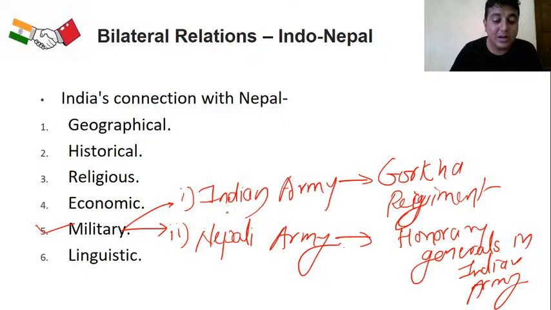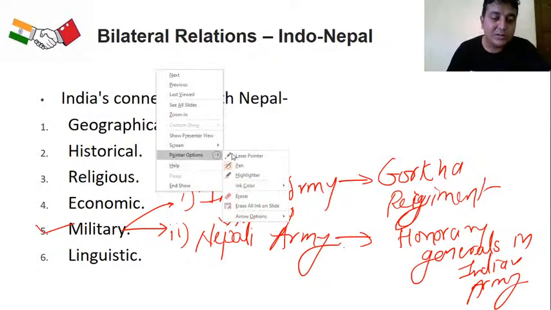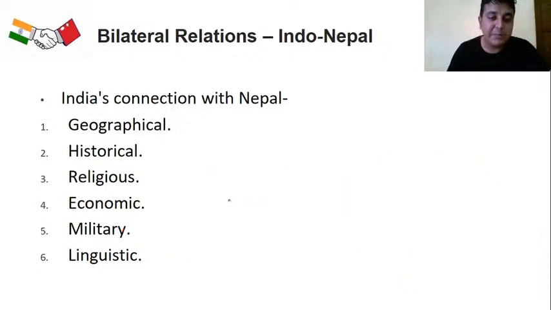Along with that, the Indian army provides them training as well. Clear? So we are having very close ties with Nepal since centuries. So that is a military connection with India. And as I mentioned in the beginning of the lecture, the statement given by Sam Manekshaw, who was basically from the Gorkha regiment. Clear? So these are the military ties, and now the linguistic connection with Nepal.